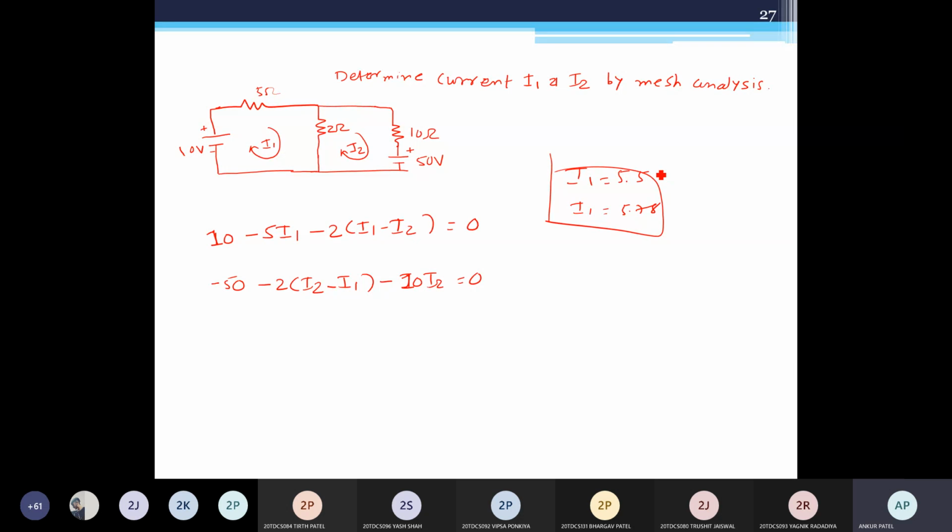Other ones, what do you have to say? 5.5 or 5.78? Sir, I am getting 0.25. I1 is 0.25, I want point two four, 2.5. Sir, these both are wrong.